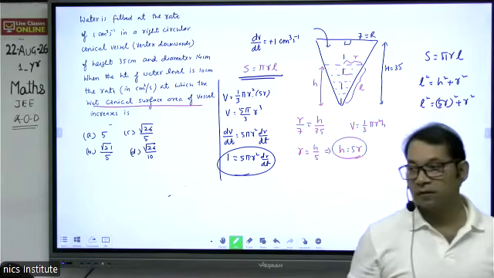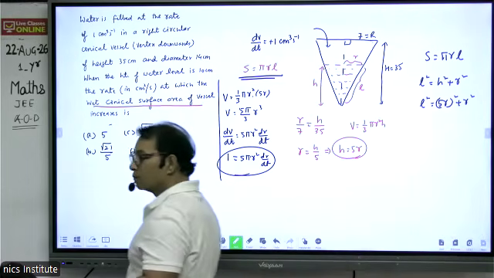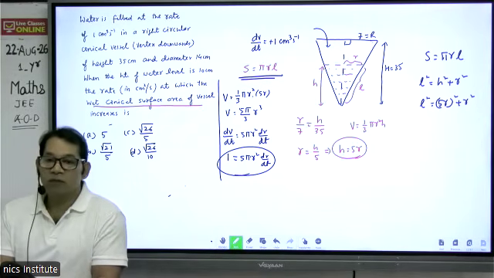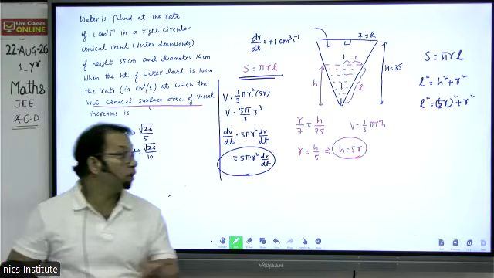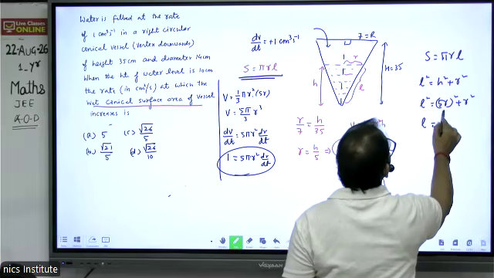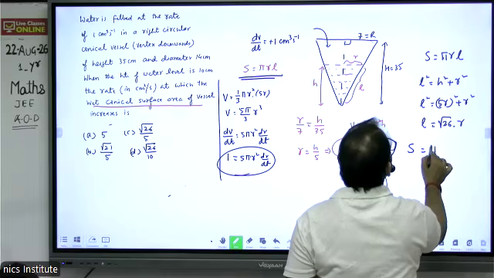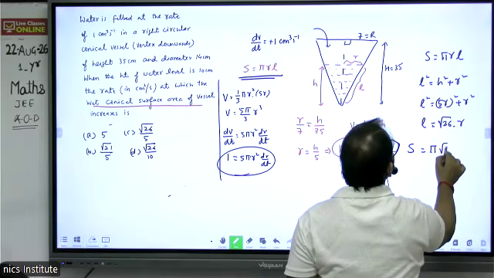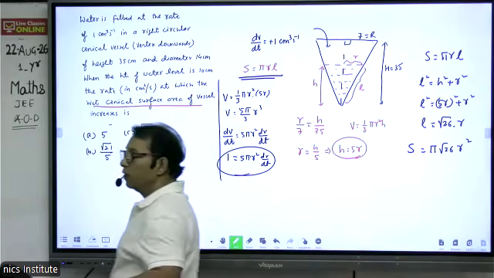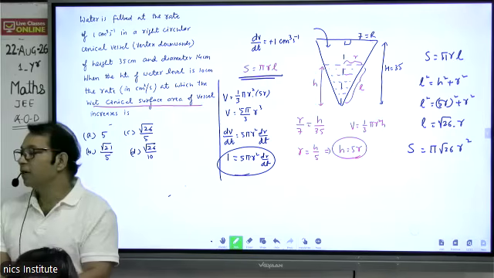No, both are variables. Product rule. So you have to substitute, because there are two variables. H is a variable, R is also a variable. L also, yes, convert L. H is 5R, so L will be how much? Root 26 R. So S will be pi, L is root 26 R. So S is pi root 26 R square. Now you see in the options you have two options containing root 26. That means we are on the right track.